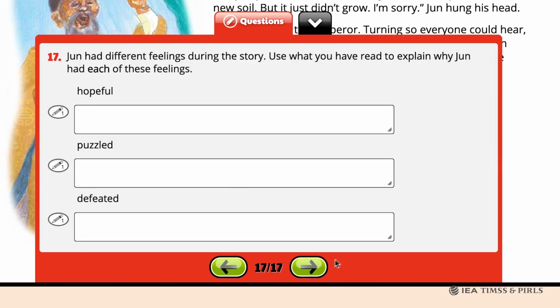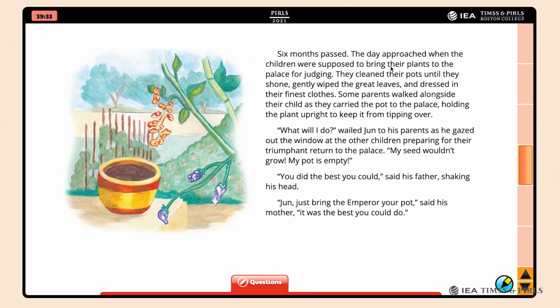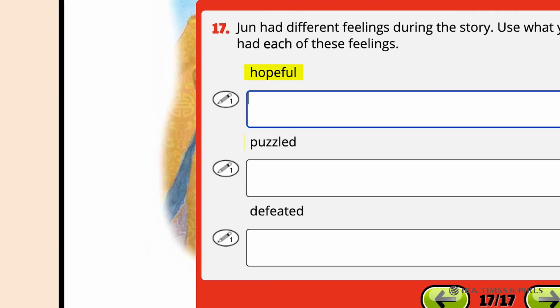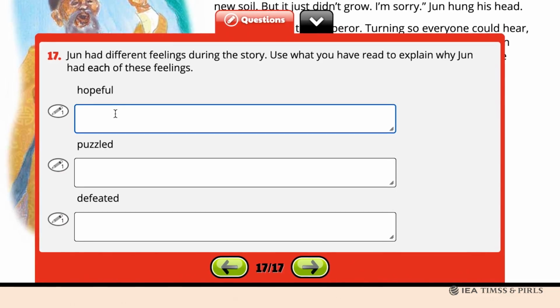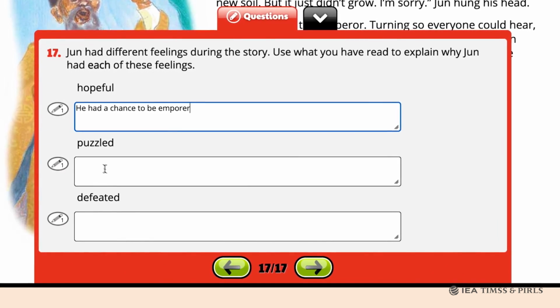Question 17 is about Jun's character development through the story. To answer the question, students have to use what they have read to explain why Jun had each of 3 feelings during the story: hopeful, puzzled, defeated. To answer the first part, students need to explain that Jun was hopeful because he had a chance to win and be the next emperor.